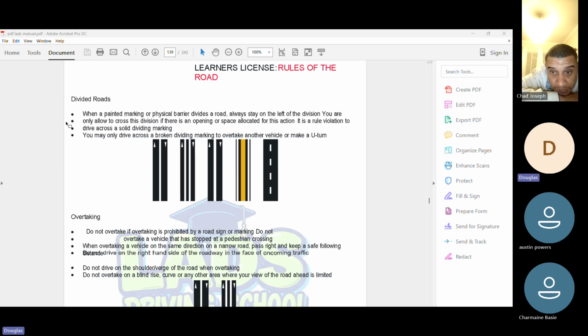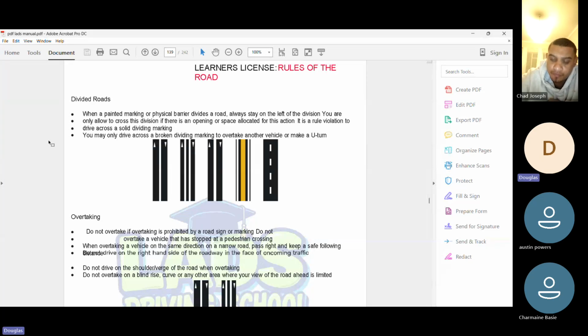So as you are driving on the roads, there's different types of roads that you're going to meet. Some roads give you certain authorization, some don't. Some limit how you drive. So you have different types of divided roads.